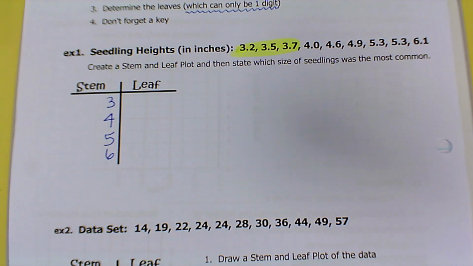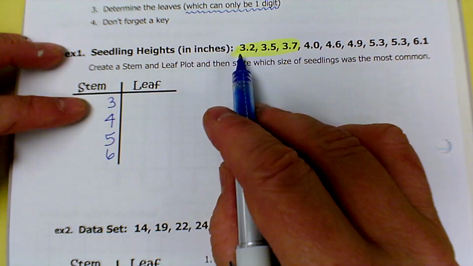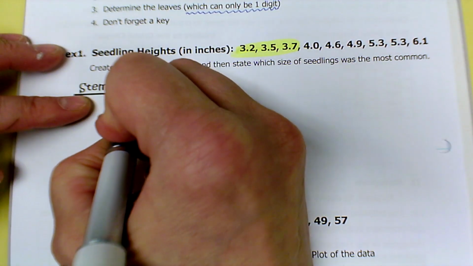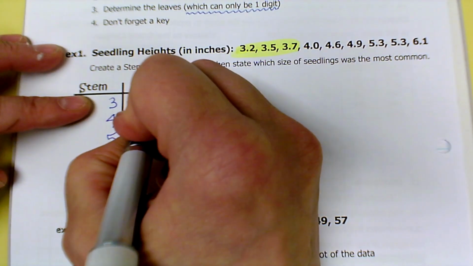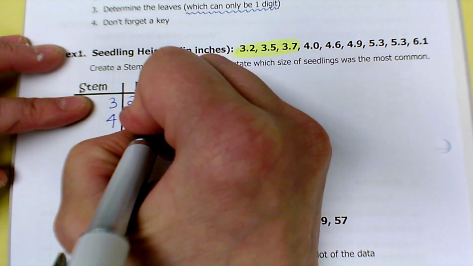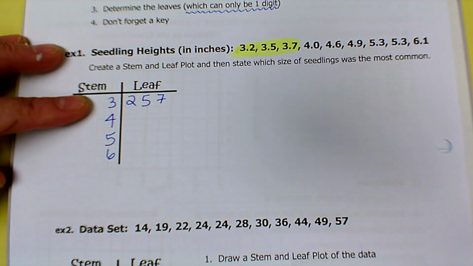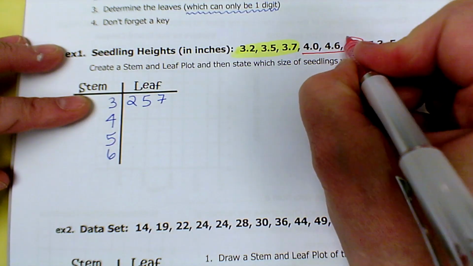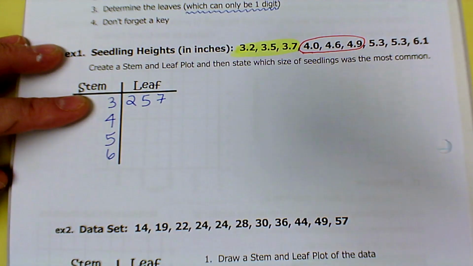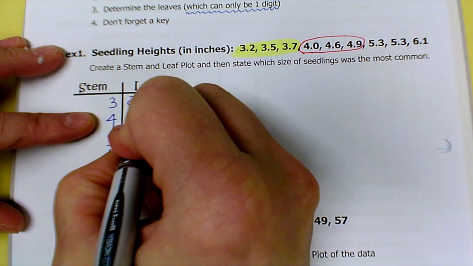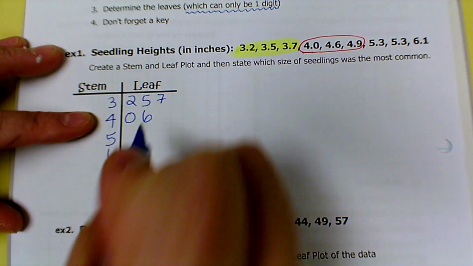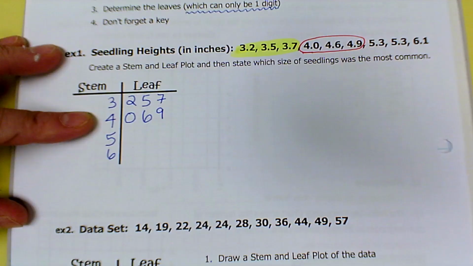So the stem is the first number, the leaf is the second number. So back to the 3, our data is 3.2, so you're going to put a 2 to the right of the line. That's the leaf. Then we have a 3.5, put a 5. 3.7, put a 7. Now, the next set are the 4s. So the numbers for the 4s are different, but they still sort of line up. So 4.0, the 0 lines up with the 2. 4.6, the 6 is under the 5. 4.9, it's under the 7.